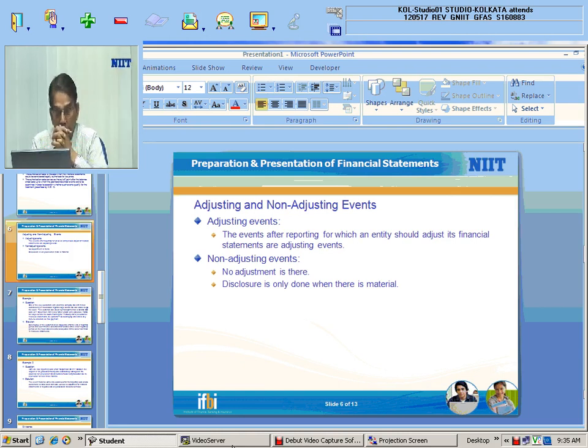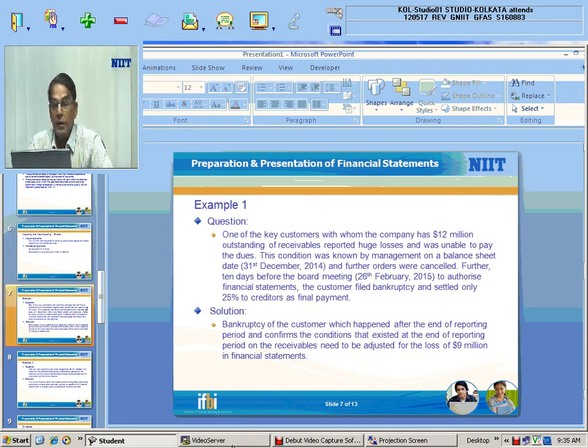So let's look at a case study or a particular problem to understand this better. One of the key customers with whom the company has $12 million of outstanding receivables reported huge losses and was unable to pay their dues. This condition was known by the management on the balance sheet date, 31st December 2014, and further orders placed by the customer were cancelled, because the management knew that this customer had suffered business losses and was unable to pay its dues. So they stopped accepting further orders from the customer.